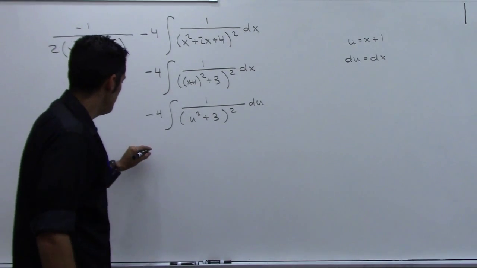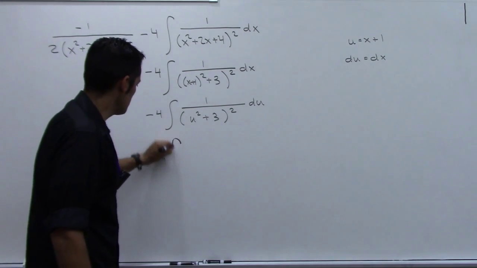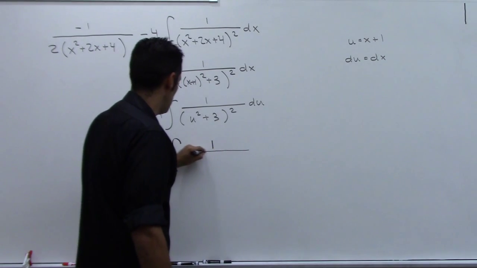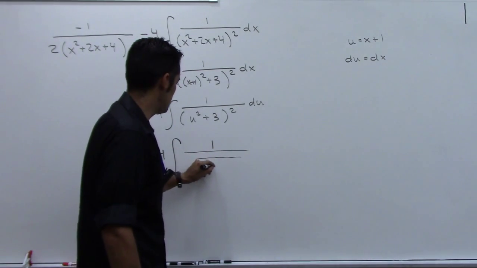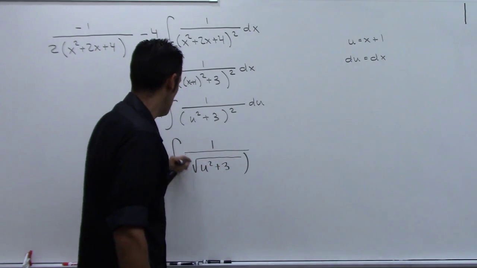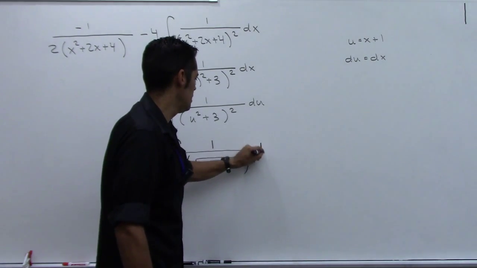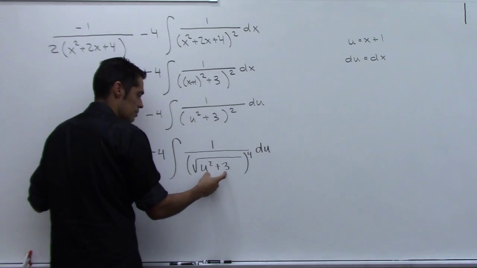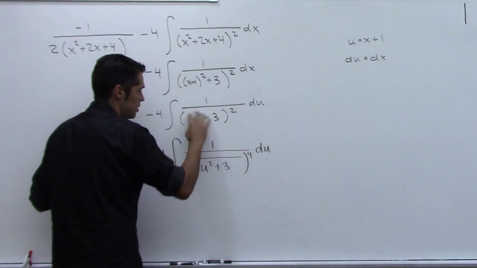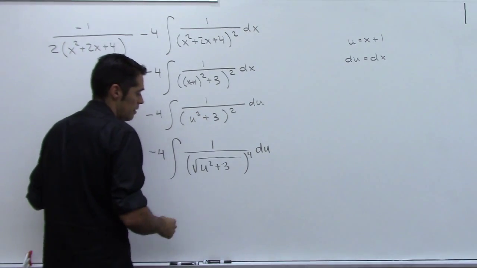And then for this one, you have to do something we did in class, which is a little bit sneaky, which is to rewrite this as u squared plus 3, that quantity to the 4th power over 2, du. And the reason we do that is because we have a trig substitution we can use for this if it's under a root. So we just kind of rewrite it so it looks like it's under a root.